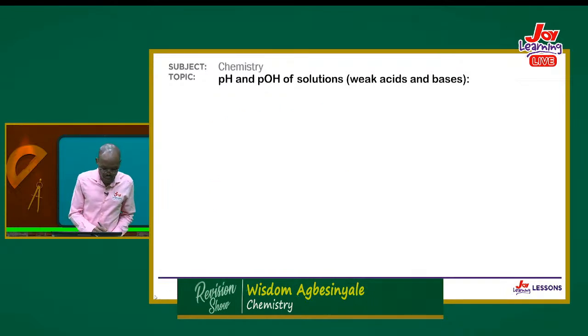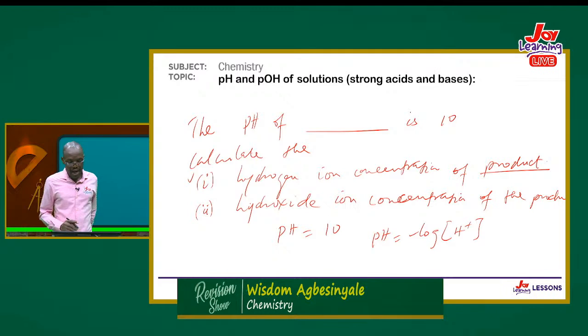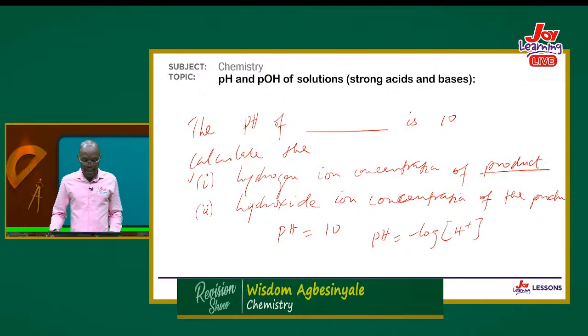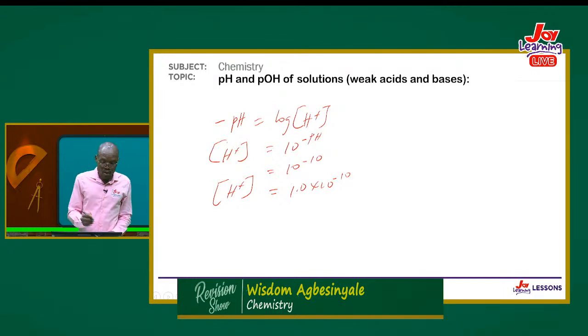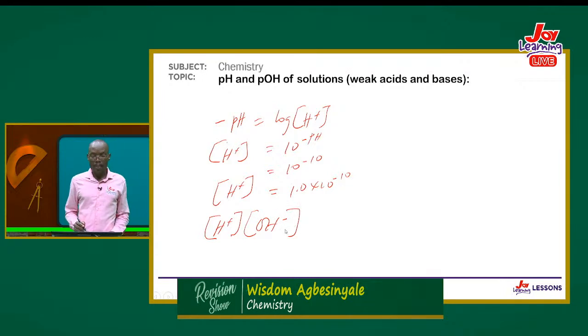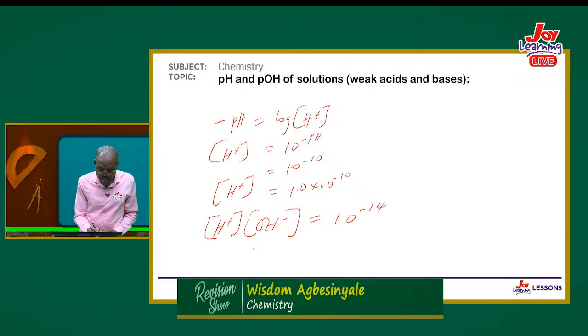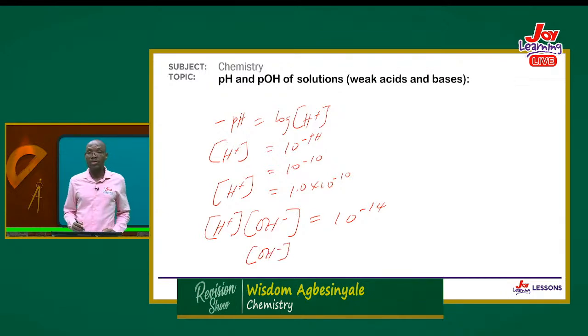Then the next one says we should calculate the hydroxide ion concentration of the product. What do I know? I know that the concentration of H plus ions times that of OH minus ions equals 10 power negative 14. So these are the principles, the formulas I have. What are we looking for? The OH minus ions in solution.